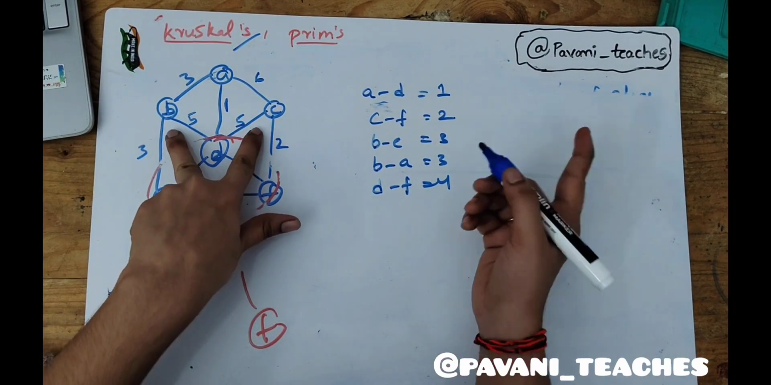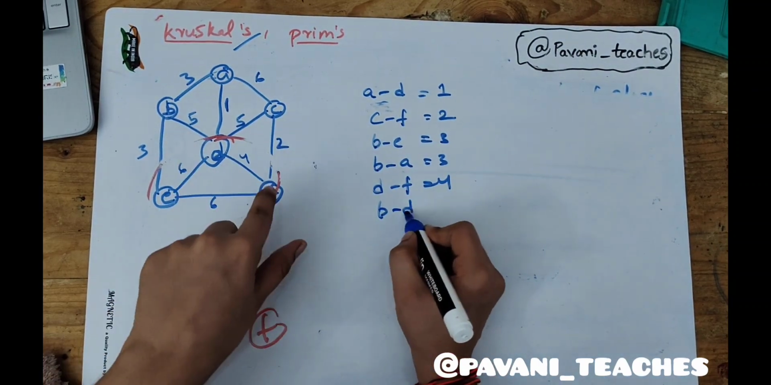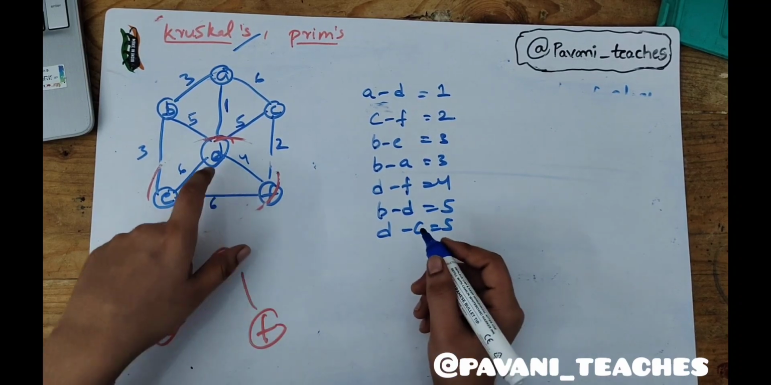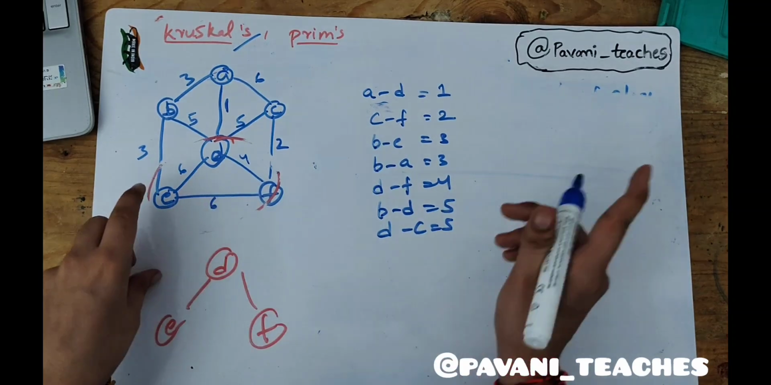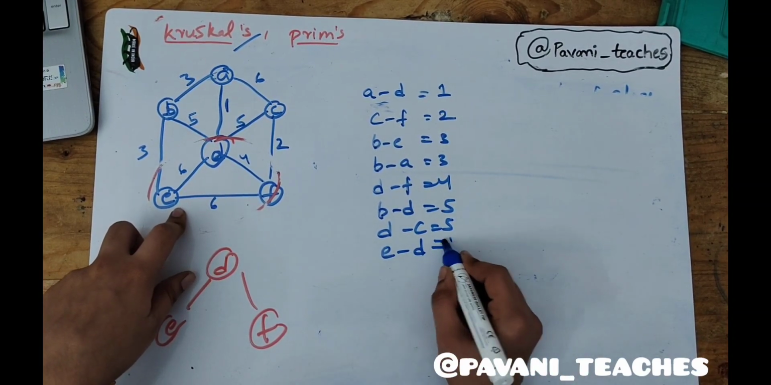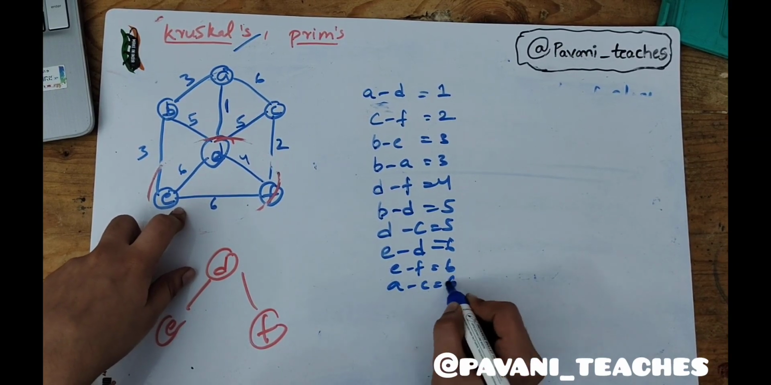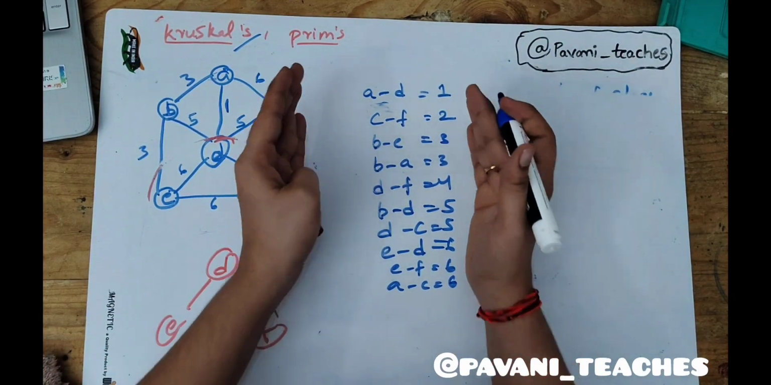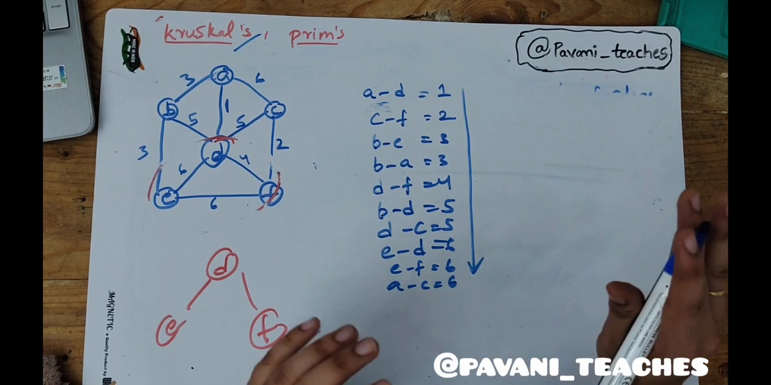Then again 5. We have 2 edges. You can write any edge first: B to D 5 and D to C 5. And then the next number is 6. Also here we have three edges with weight of 6. You can write any edge first: E to D 6, E to F 6, A to C 6. I think I'm done with writing all the edges in ascending order.